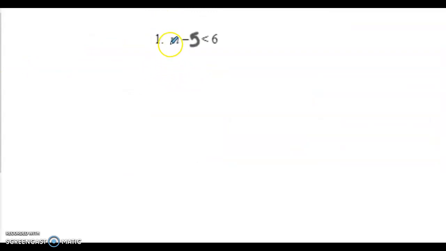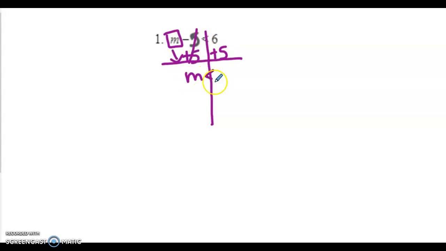For this first one, I have m minus 5 is less than 6. So even though this isn't an equal sign, I'm going to solve it the same way. So I'm going to draw a line down my symbol, and I'm going to box off my letter. Then I'm going to ask myself, what is on the same side as the letter that I need to get rid of? And here I need to get rid of a negative 5, so I'm going to do the inverse operation, or the opposite, which is to add 5. And whatever I do to one side, I have to do to the other. So negative 5 plus 5 cancels, that's 0. I'm going to bring the m straight down. I'm going to keep my symbol the same, and then 6 plus 5 is 11.